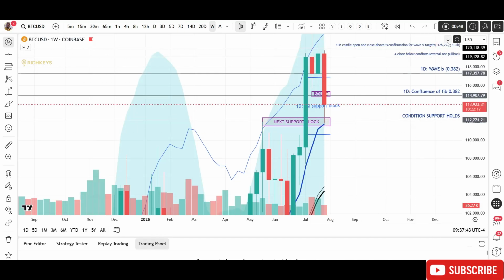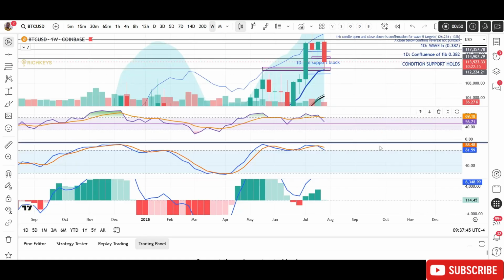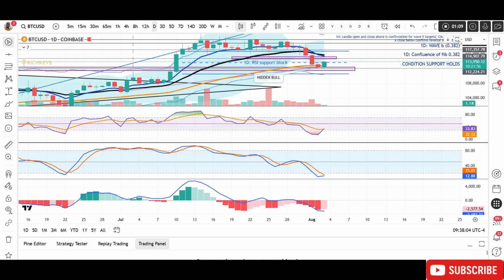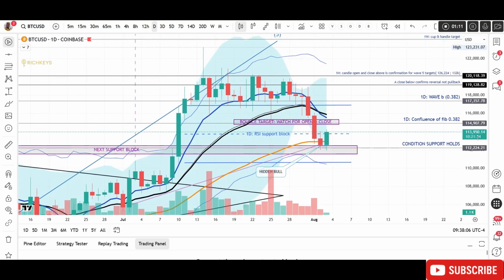Now, whilst that postulation seems possible, our RSI and our cycles and momentum are all pointing downward. So it's possible, but I'm not inclined toward that yet until the daily. So on the daily chart, we're looking at what this daily candle is going to look like today.